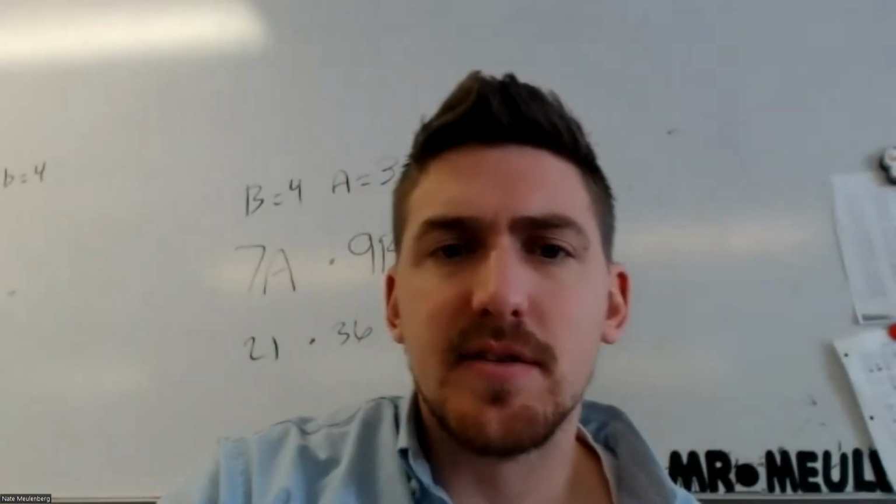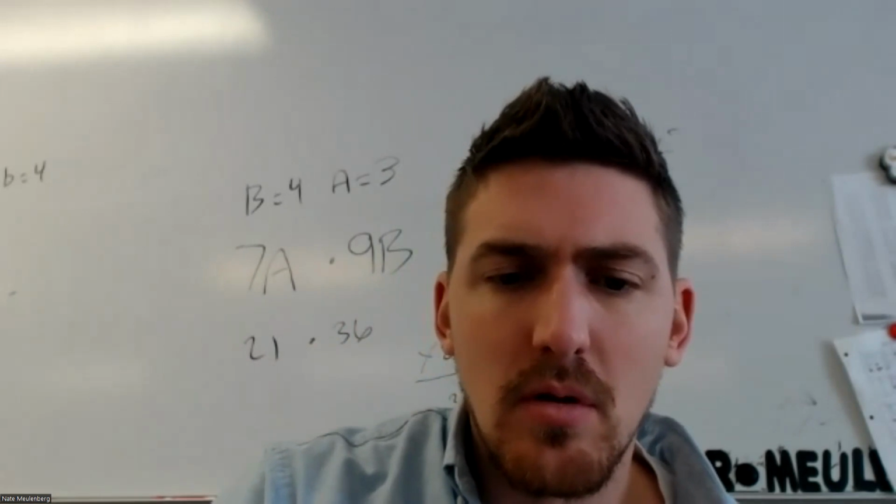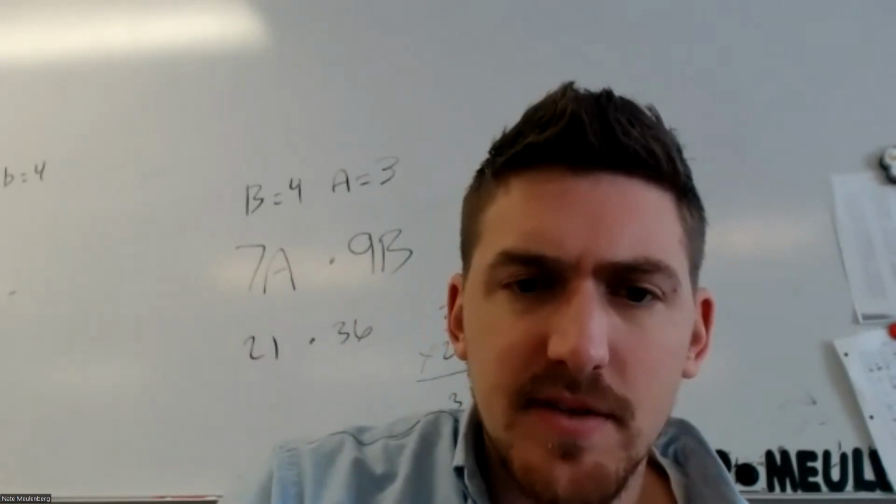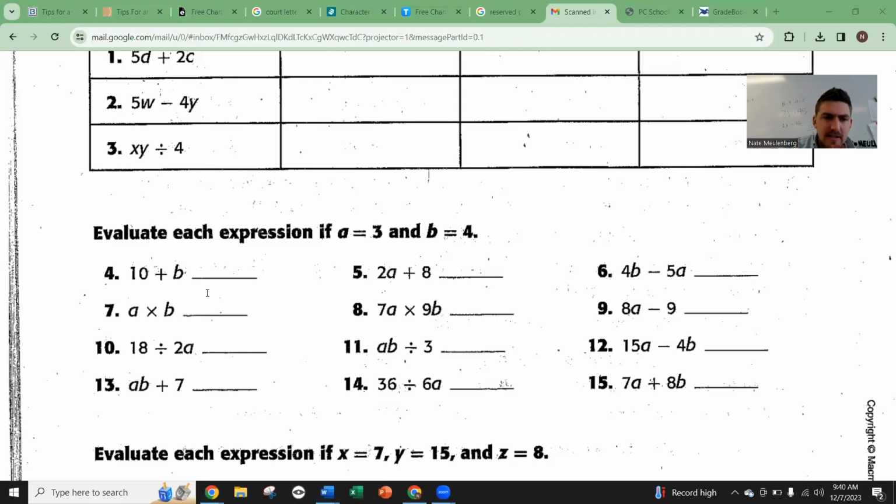Let me see if there's anything else we need to go over. I think you'll do great at this, Simon. I'm not too worried about you. A times B is just 3 times 4, so this would be 12. 2A plus 8. Before you can add, you have to multiply, because please excuse my dear, multiply comes before add. So 2 times A is 2 times 3, which is 6. 6 plus 8 is 14.